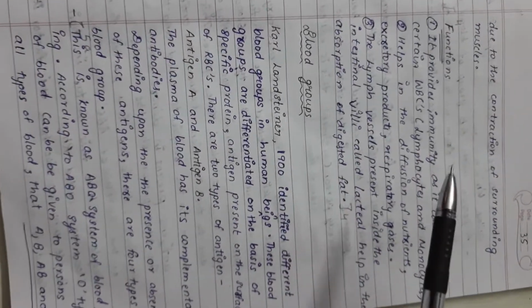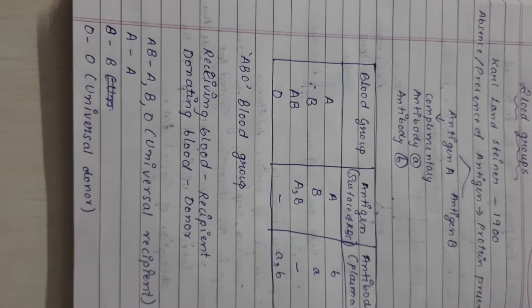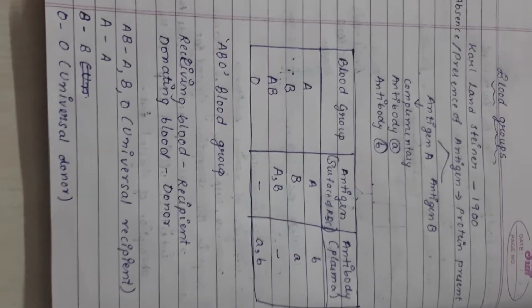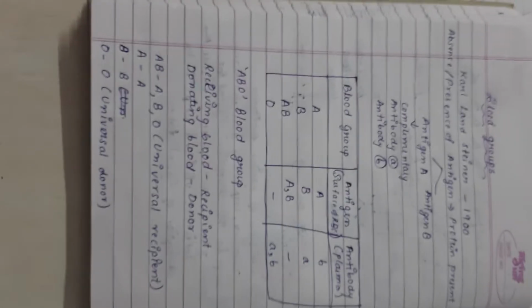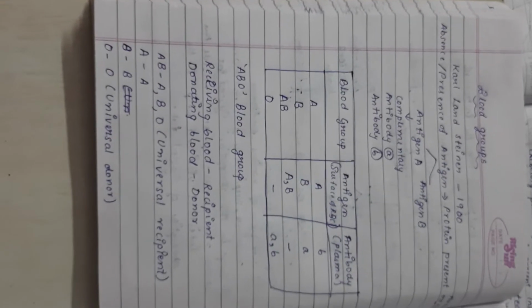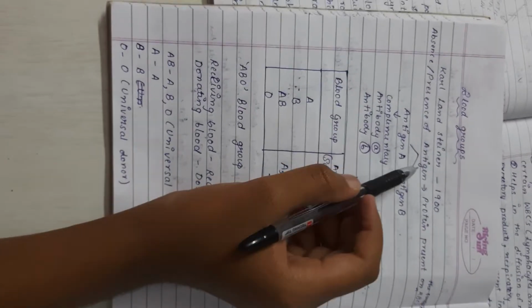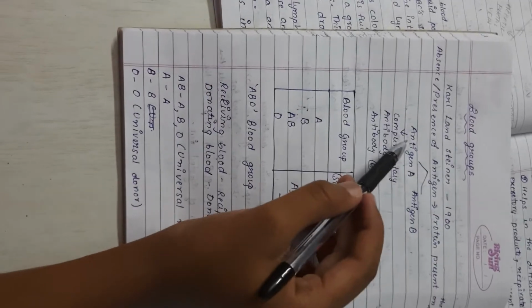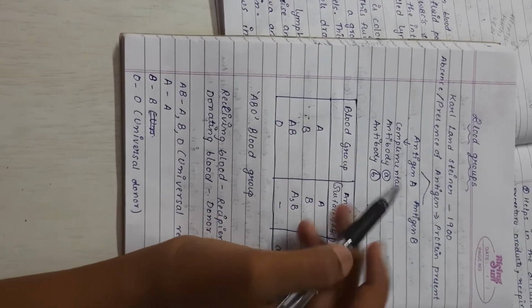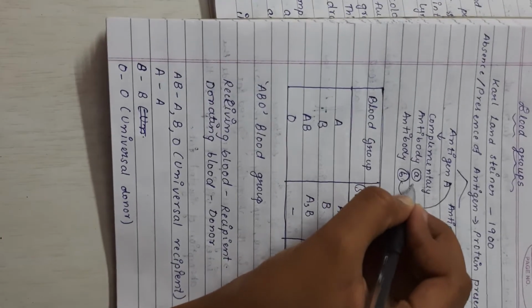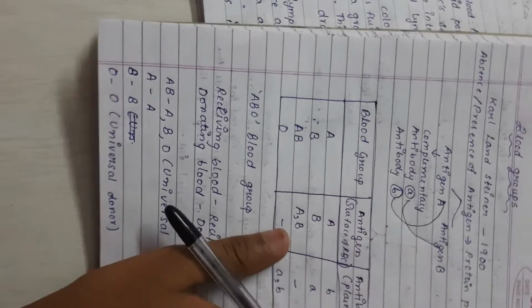Now what are blood groups? Karl Landsteiner in 1900 discovered these blood groups, based on the presence or absence of the antigen. Antigen is a protein present on the surface of the RBCs. So antigen A and antigen B. Antigen A is complementary to antibody B, and antibody A will be for antigen B.